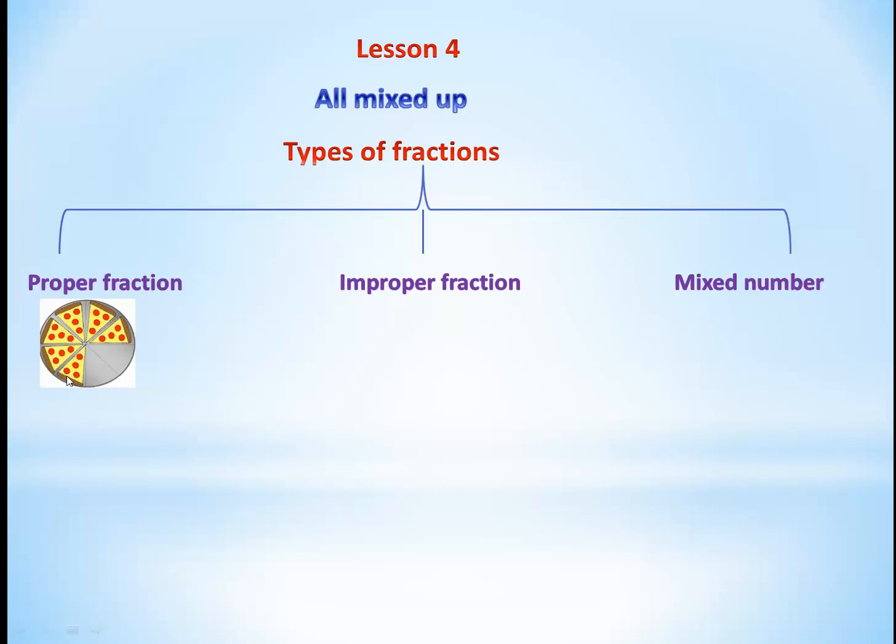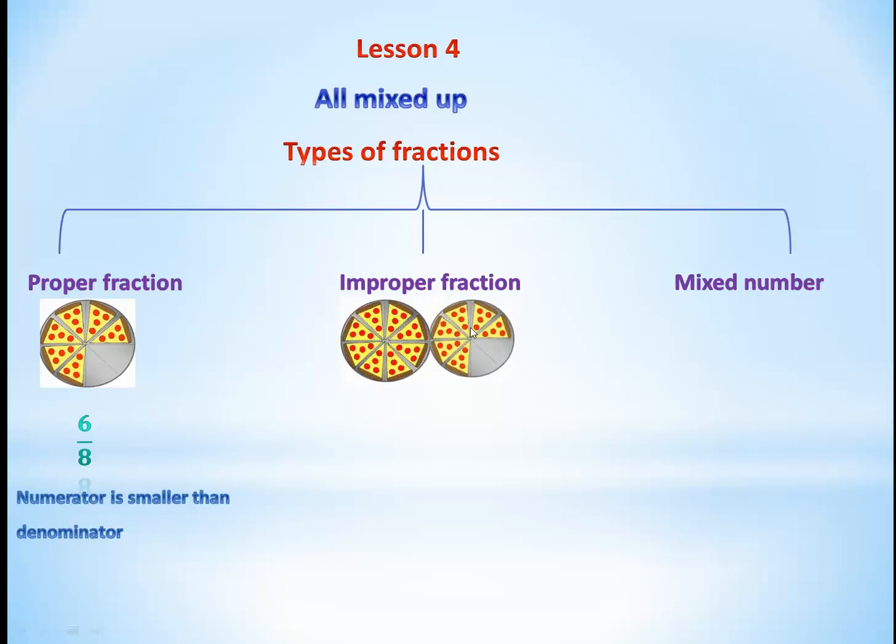Here we have 1, 2, 3, 4, 5, 6, and the whole is 8, so it will be 6/8. It means, yes, okay, numerator 6 less than denominator 8, so it's a proper fraction. Okay, improper fraction like this. Here we have 8/8 and 6. So it will be 14/8, 14 over 8. It means numerator greater than denominator, so we call it improper fraction.